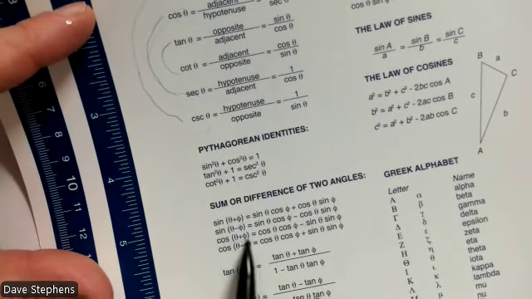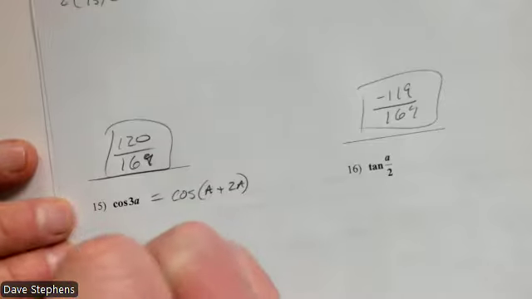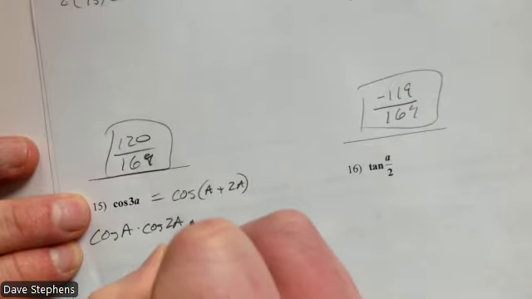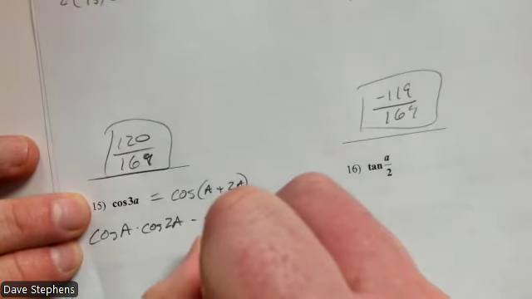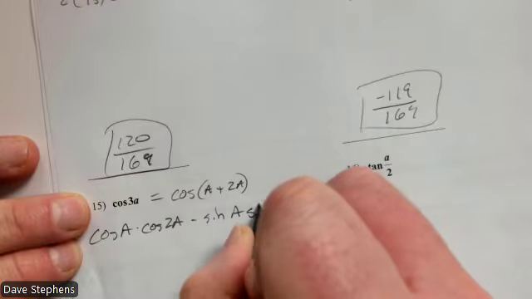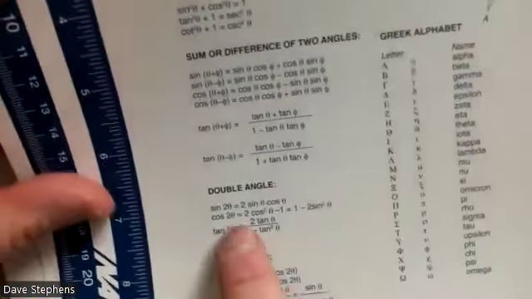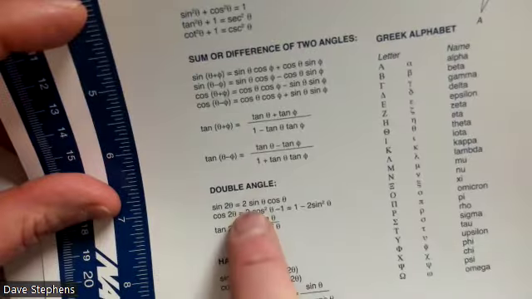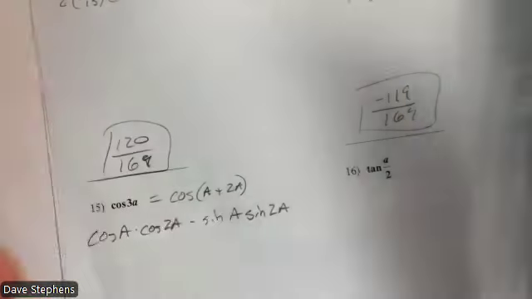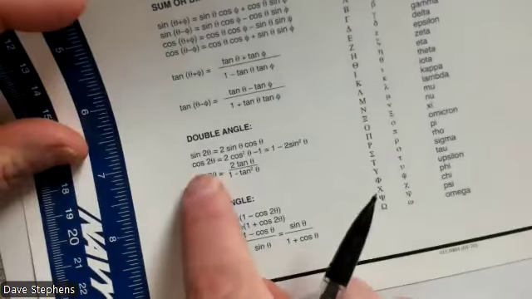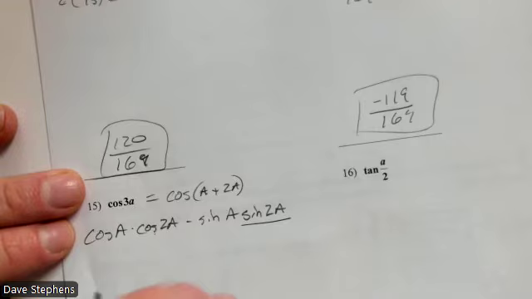So cosine of theta plus phi. So cosine minus sine sine. So cosine A times cosine of 2A minus sine of A times the sine of 2A. And now we got our double angles in there, right? So sine of 2 theta is 2 sine theta cosine theta. All right, that's that guy. Cosine is 2 cosine squared minus 1.